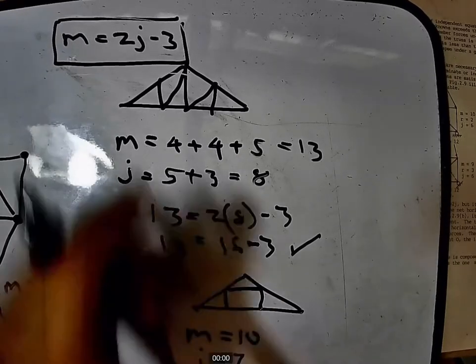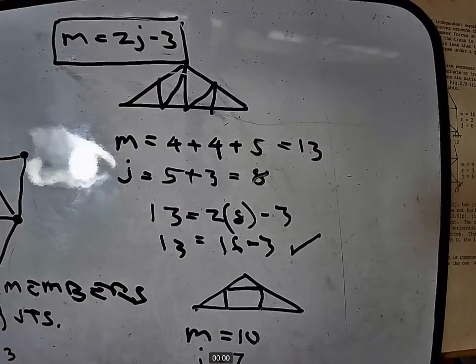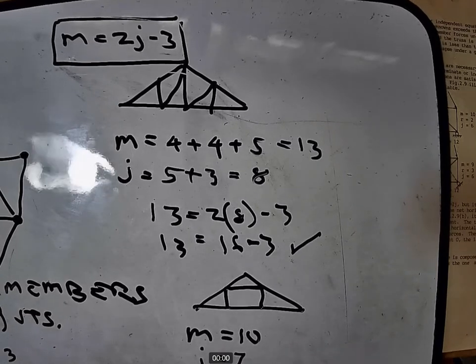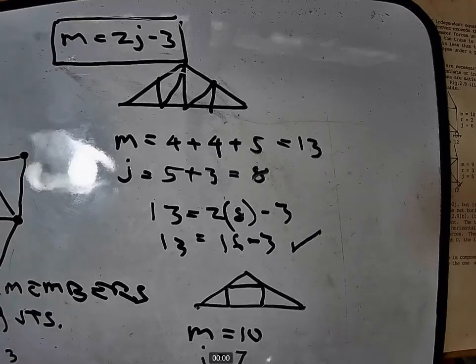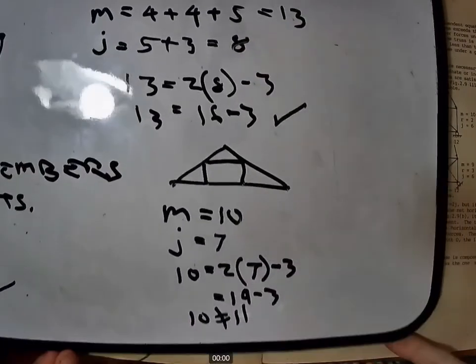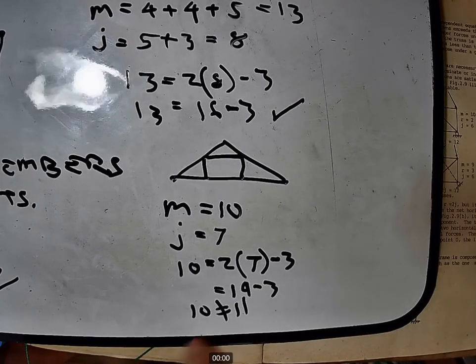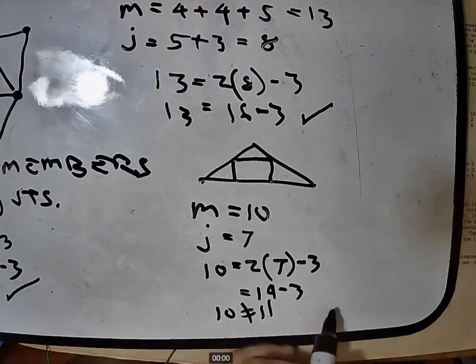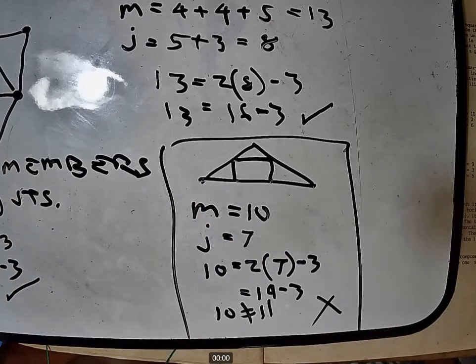Let's check using this equation. So m is 10, is it equal to 2j minus 3? So 14 minus 3 is 11, and 10 is not equal to 11. So therefore, this equation does not satisfy your truss equation. So therefore, this is not a truss. Okay, this is not a truss.